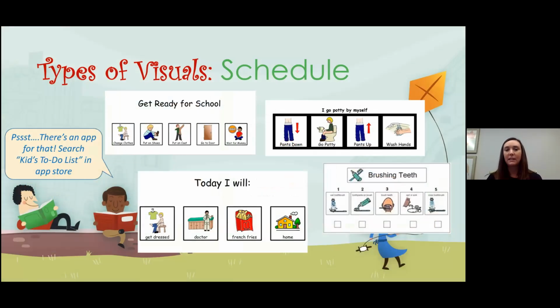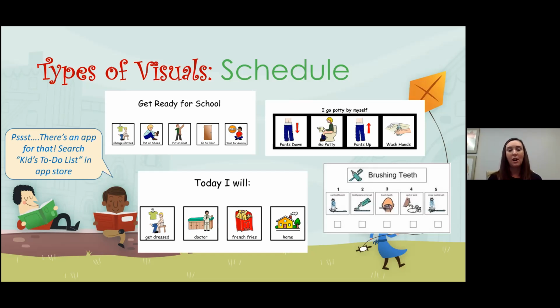Okay. Our second type of visual is a schedule. Schedules are best for teaching new skills. So if you're working on potty training, maybe your child has trouble brushing teeth, you can give them that visual of the steps involved, which can help them become more independent and maybe more willing to try new things. We can also use schedules to reduce frustrations during daily routines.